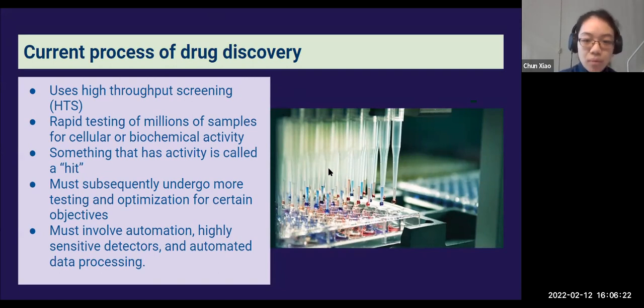And lastly, it definitely involves a lot of automation right now, because as you can imagine, if we're testing millions of samples every day, that can't be done by humans alone. So it involves robots and highly sensitive detectors and automated data processing. And here in a picture on the right is what it looks like. You have these pipettes and cells containing reagents, and then you can detect whether or not they react.